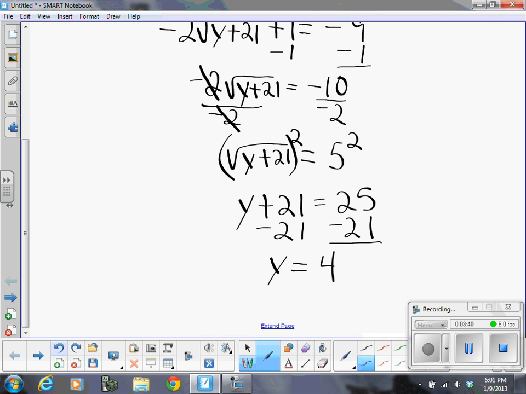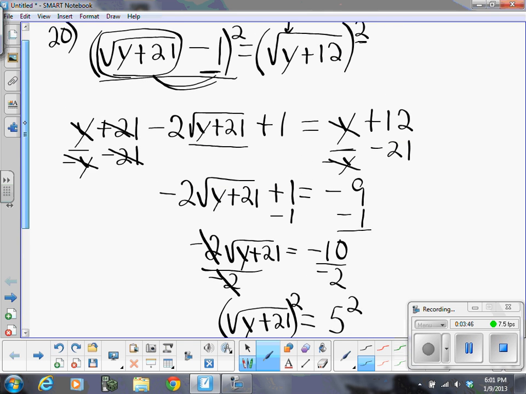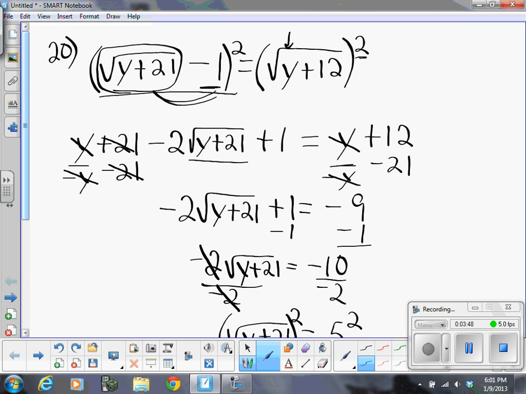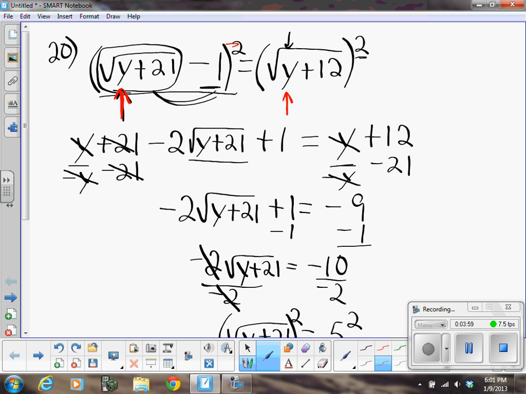And you make sure you plug that back in. Plug that answer of 4 back into your original problem. So go back up to the very top and plug that back in, right into this spot and right into this spot. Obviously, you're not going to have the squares there anymore, since they weren't in the original problem. And just make sure that when you plug 4 in, you get a true answer. That's how you solve that problem.